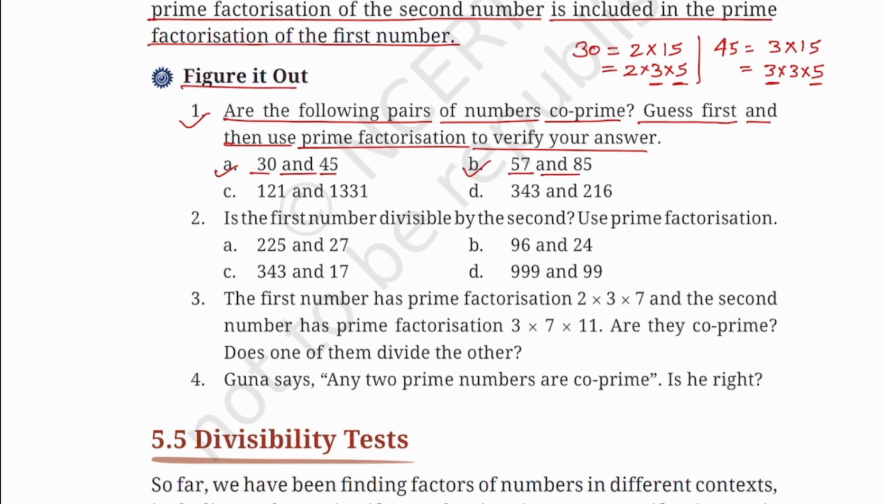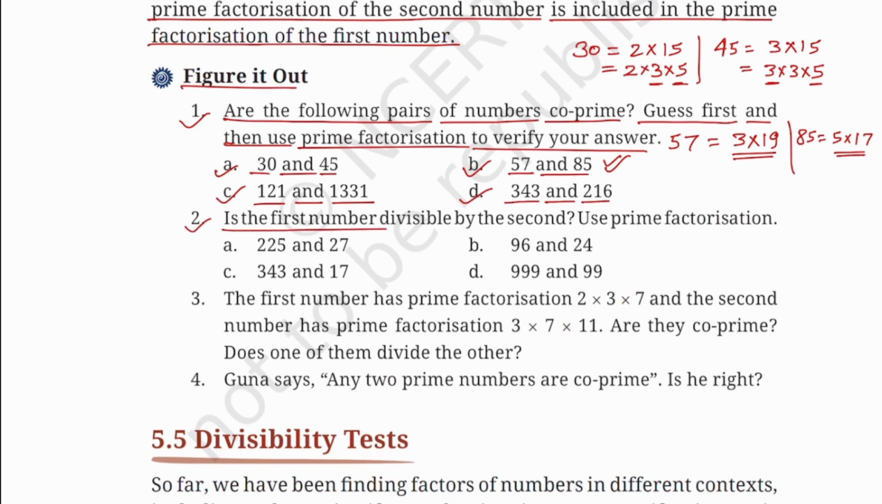B. 57 and 85. 57 can be written as 3 into 19. 85 can be written as 5 into 17. Since they don't have any common factor other than 1, they are co-primes. Similarly, you can do C, 121 and 1331, D, 343 and 216.